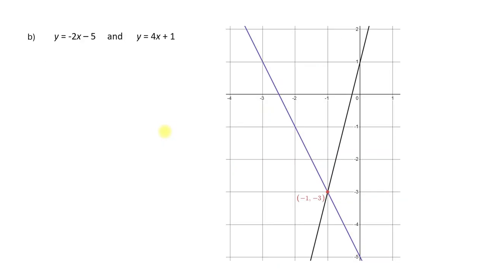Here we're given 2 equations, y equals -2x minus 5 and y equals 4x plus 1. Our slope for this equation is -2, and our y-intercept is -5. Our slope for this equation is 4, and our y-intercept is 1. When we graph these, we see that they intersect at the point -1, -3. This is a mistake. This should be -3.